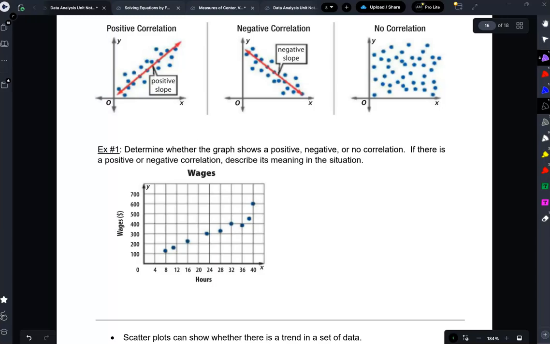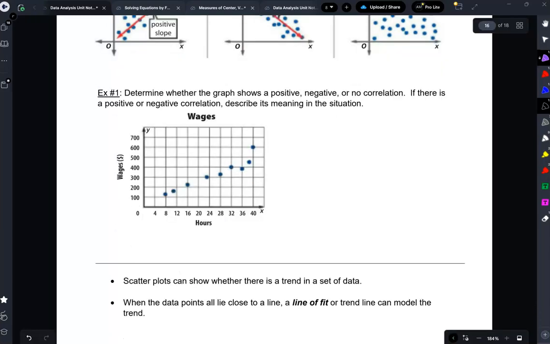Determine whether the graph shows a positive, negative, or no correlation. If there is positive or negative correlation, describe the meaning in the situation. So clearly here, there is a positive correlation, right? Which means as the hours increase, the wages increase.